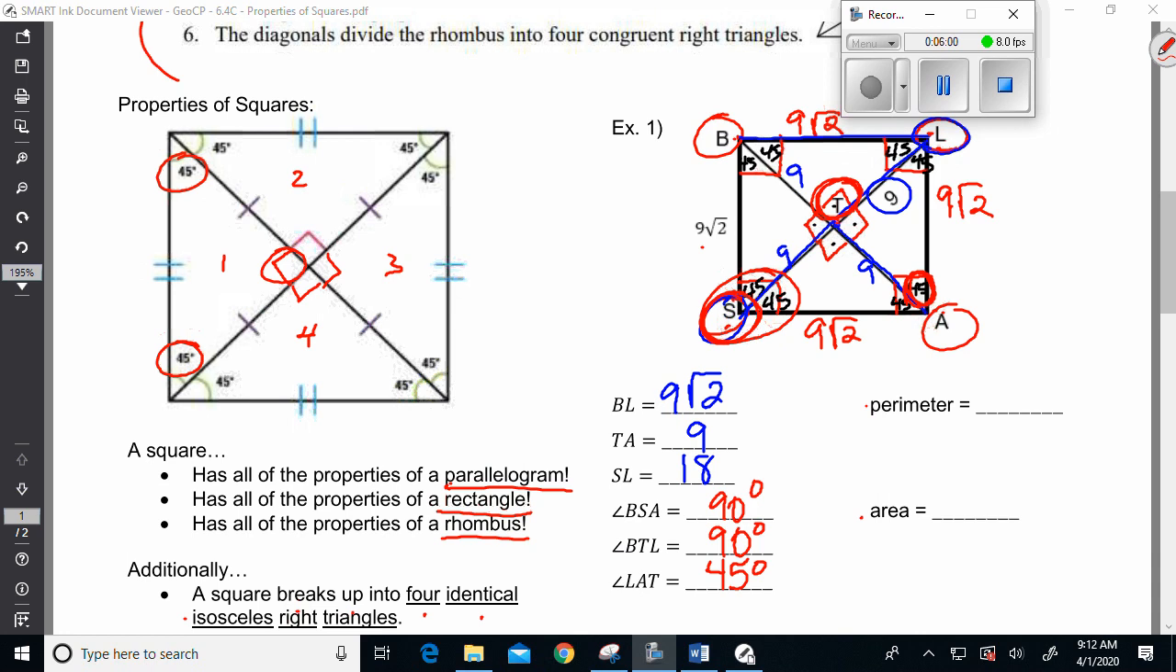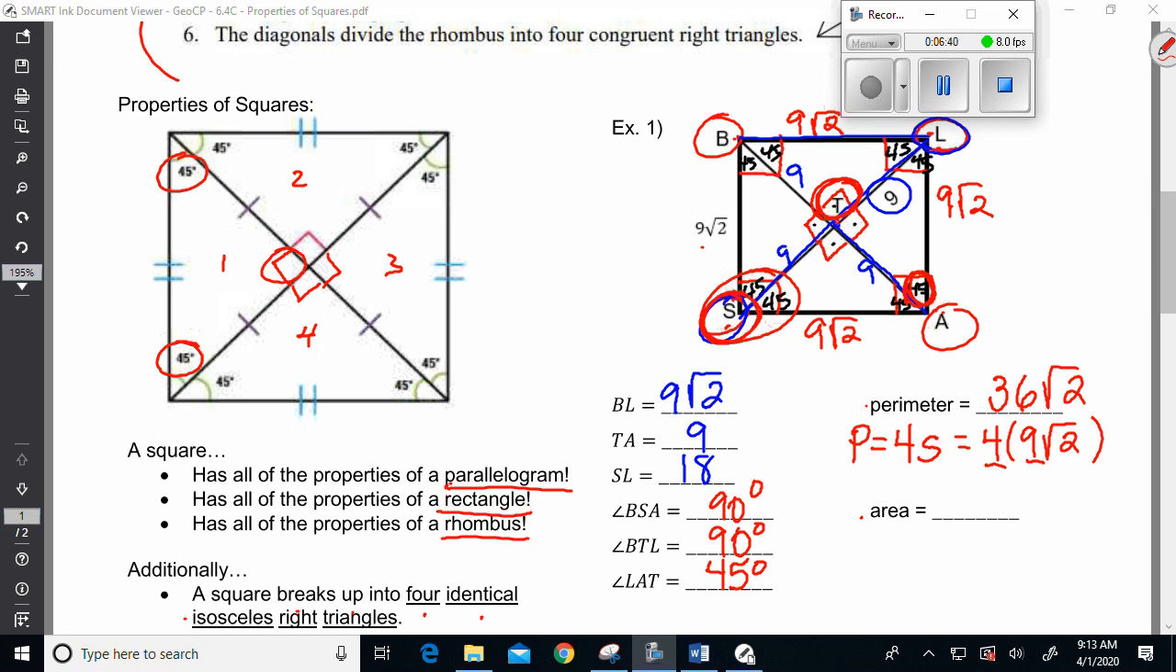So last two parts for example 1: perimeter and area. Remember, since all the sides are congruent in a square, the perimeter is simply equal to 4 times one of the sides. So that's 4 times 9 square root of 2, which gives you 36 times the square root of 2. Just remember, 4 and 9 can be multiplied together. They're both outside the square root. That 2 is underneath the square root, so you can't touch it.